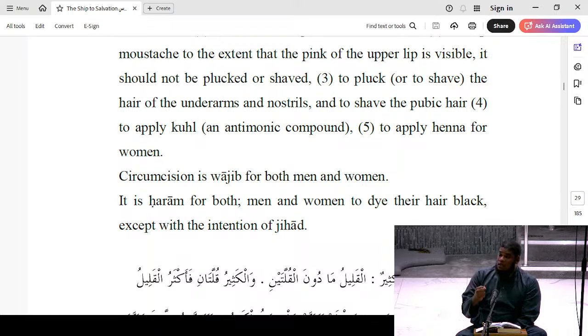When you go for jihad and want to show that you are strong and you're not old, then you can dye your hair white.